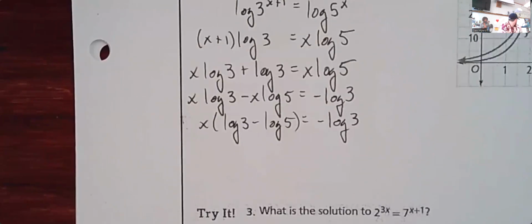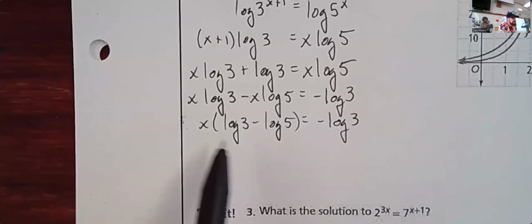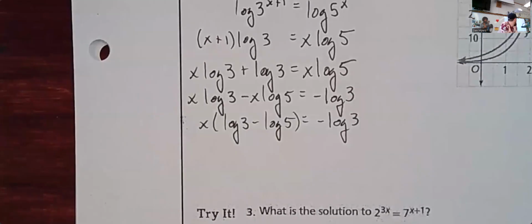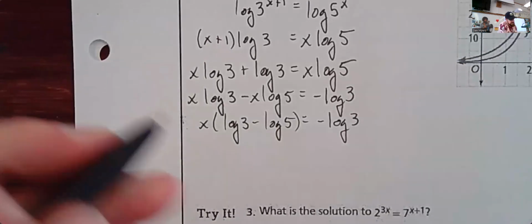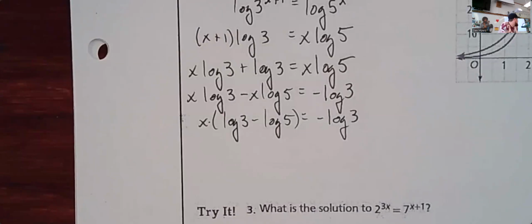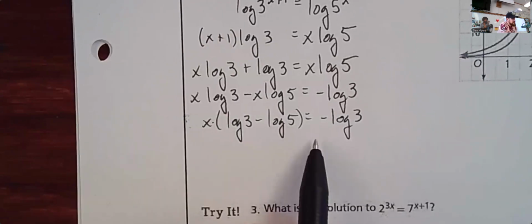And so we've gotten to a point where we don't have two x's on the left anymore. We only have one x on the left. So how do we get rid of the stuff that's with x? How do we get x by itself? There's one last thing we need to do. This is multiplication. How do we undo that? Divide it. Yeah, we're going to divide by this difference. So this is going to be x is equal to the opposite of log 3 divided by the difference of log 3 and log 5.